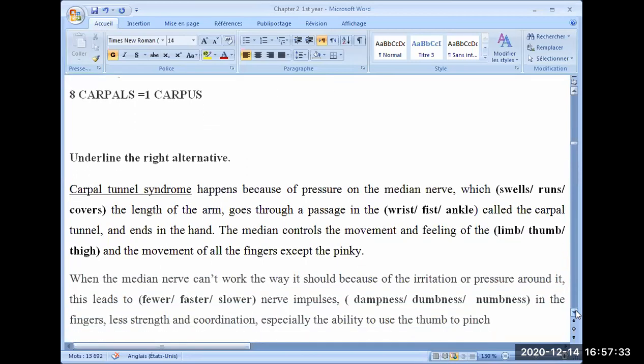So let's read and choose the right alternative. Can you read, please? Carpal tunnel syndrome happens because of pressure on the median nerve, which runs the length of the arm, goes through a passage in the wrist called the carpal tunnel, and ends in the hand. Okay, so use the verb runs, because of pressure on the median nerve. And this median nerve runs the length of the arm. Can you replace runs with another verb?